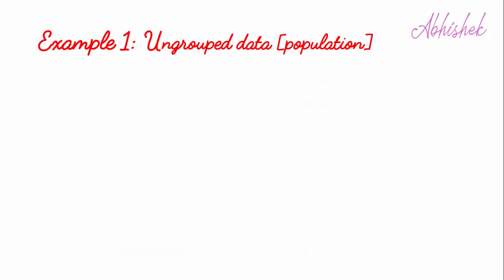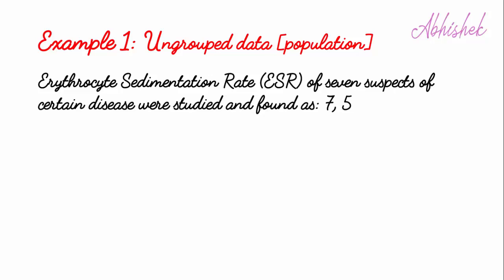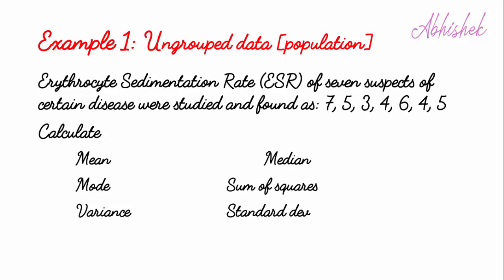Let's go further. Let's take up an example of ungrouped data for a population. The question says erythrocyte sedimentation rate of 7 suspects of a certain disease were studied and the data was found as follows. Now what we have is a set of 7 readings obtained from 7 subjects, and we have got different erythrocyte sedimentation rates. We are supposed to calculate the mean, median, mode, sum of squares, variance, standard deviation and coefficient of variation. So let's start solving this problem.